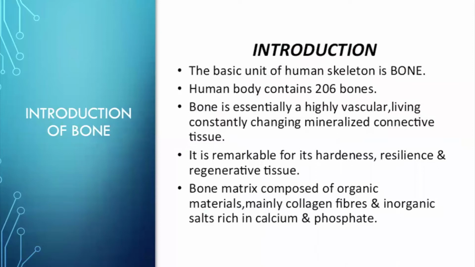The basic unit of the human skeleton is bone. The human body contains 206 bones. Bone is essentially a highly vascular, living, constantly changing mineralized connective tissue. It is remarkable for its hardness, resilience, and regenerative capacity. Bone matrix is composed of organic materials, mainly collagen fibers, and inorganic salts rich in calcium and phosphate.